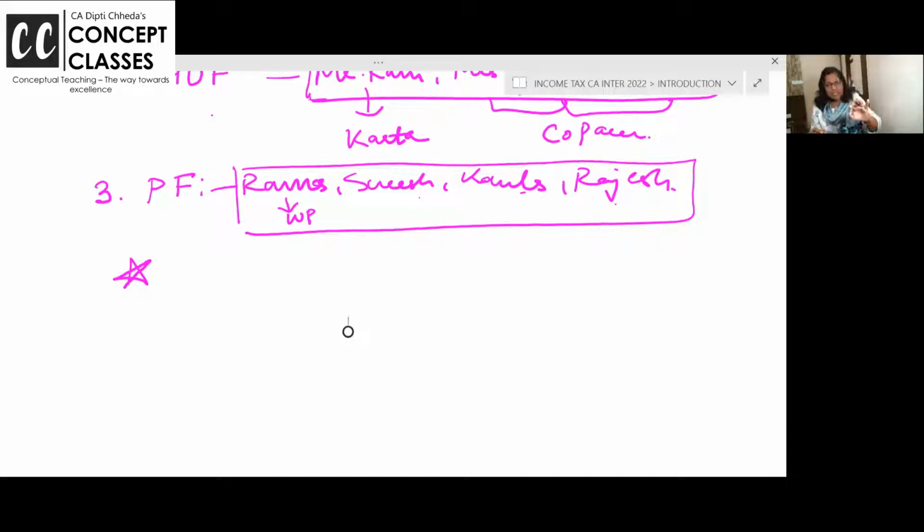Ramesh is a partner of a firm. The partnership firm is paying tax on the firm income, but the firm income is 1 lakh rupees. The 50,000 received by Ramesh will not be again taxable in the hands of Ramesh.